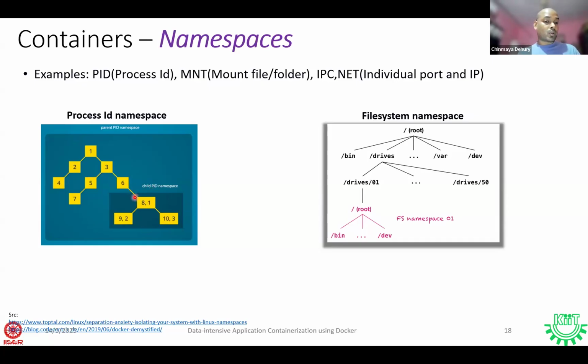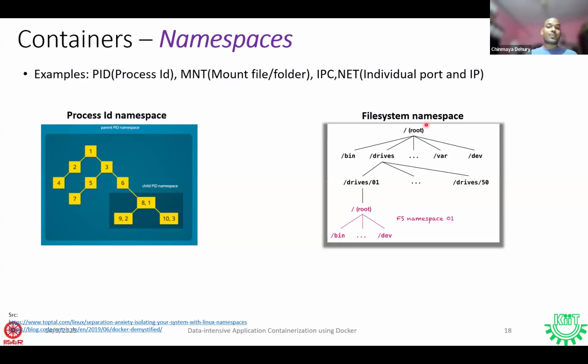But since this is a different namespace, within that namespace this process will have another ID called 1, and its child processes will have different IDs, 2 and 3. So for this child process, the root is this one, and for this child process, this is the entire system. This child process cannot see anything beyond this boundary box. So this is how you partition the process IDs.